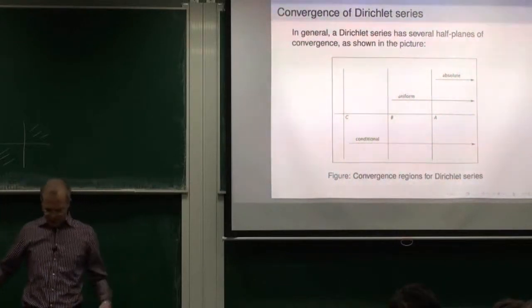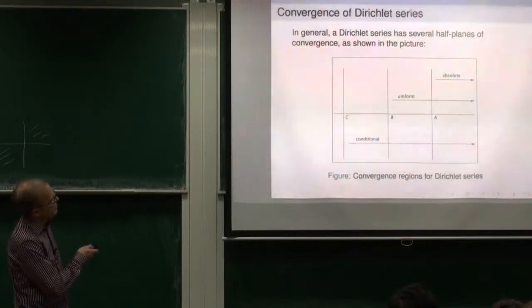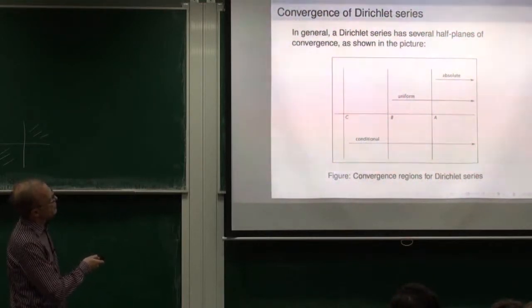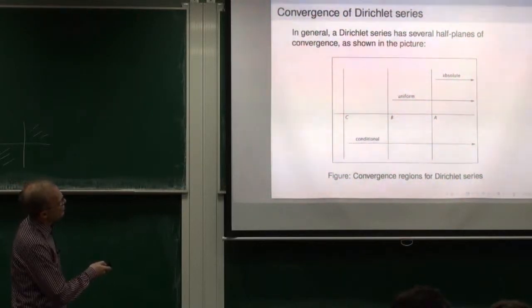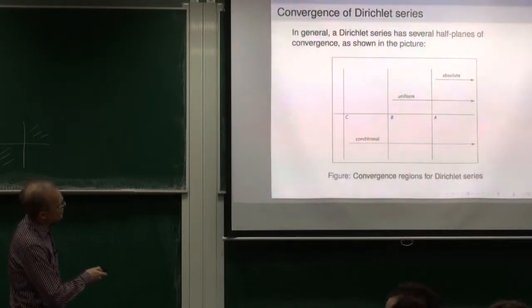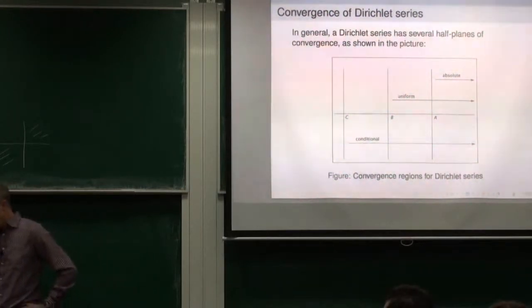So if we have a Dirichlet series of this form, then in some half plane to the right of this C here, the Dirichlet series converges conditionally. To the right of this vertical line, which I have denoted B, it will converge uniformly. And to the right of this vertical line A, it converges absolutely. And these three lines may be different.